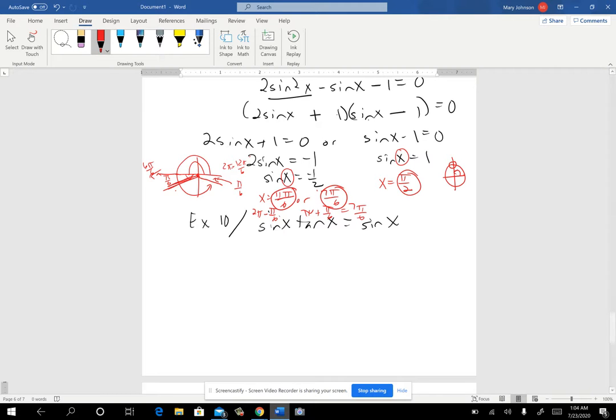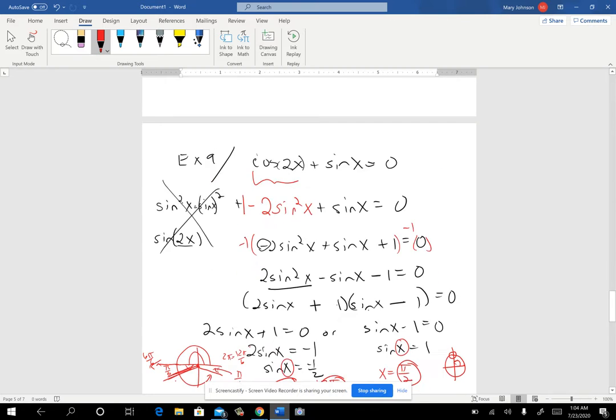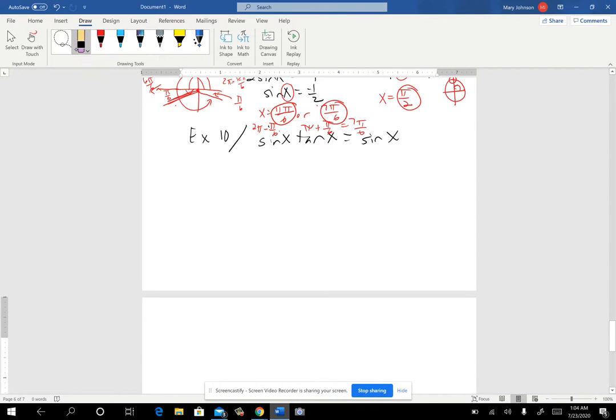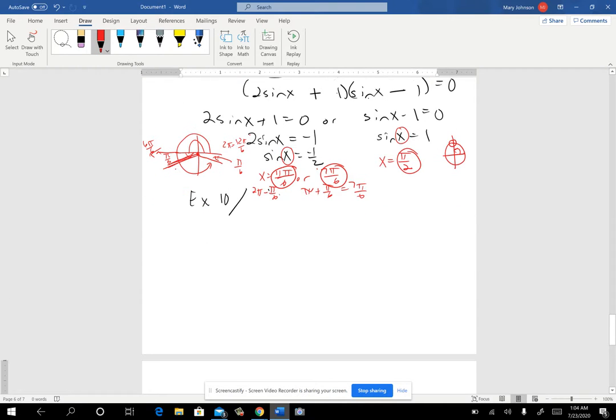This one, isn't that the same as the one I did over here? Yeah, this was the same as example 8. So let me change this problem to be another one that needs an identity. Let me see, which one was it? Oh yeah, I wanted to do this. Make sure I don't have it written down for later. Yeah, I want to look at this one.